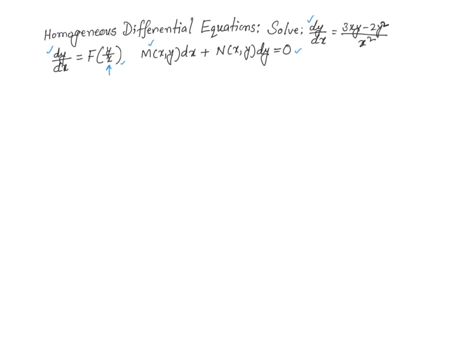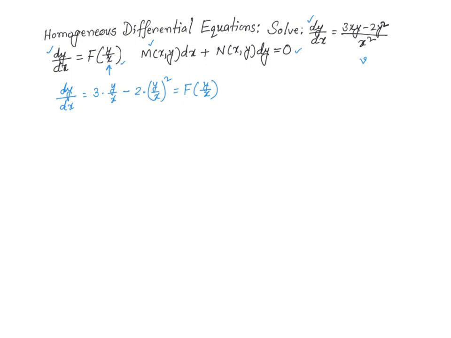First, I'm going to break down the right part. So dy over dx is equal to 3xy over x squared. That's going to give me 3 times y over x minus 2y squared over x squared, which gives me 2 times (y over x) squared. If you look at the right hand side, this is definitely a function of y over x. Great.